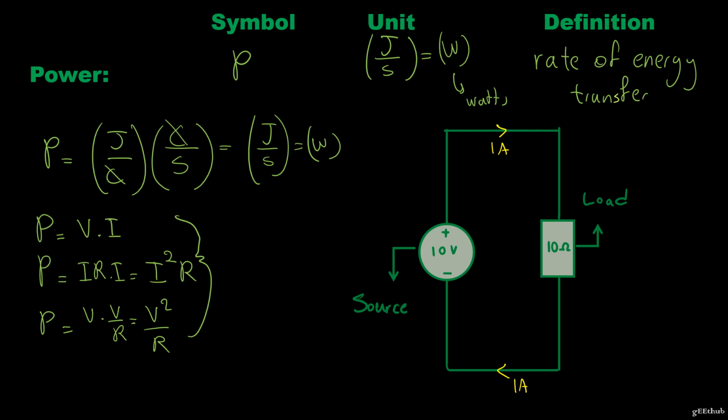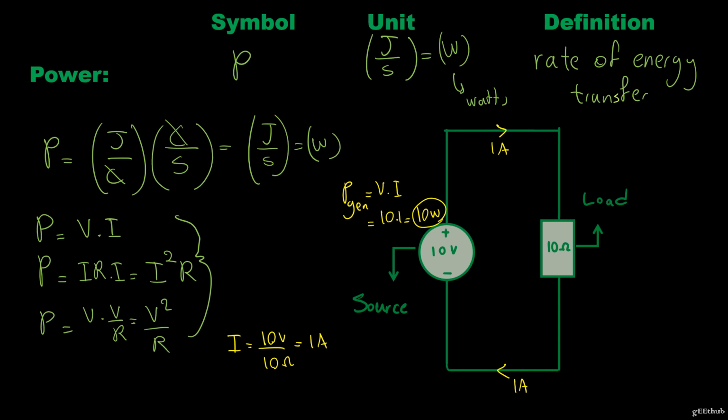So I is equal to 10 volts over 10 ohms, which is equal to 1 amp. So what is the power of my generation? Power generated is equal to VI, which is 10 times 1, equal to 10 watts.